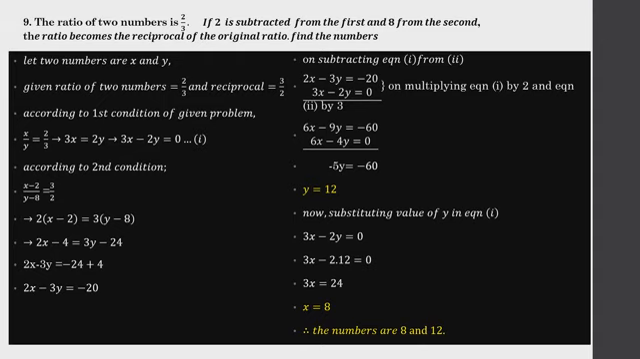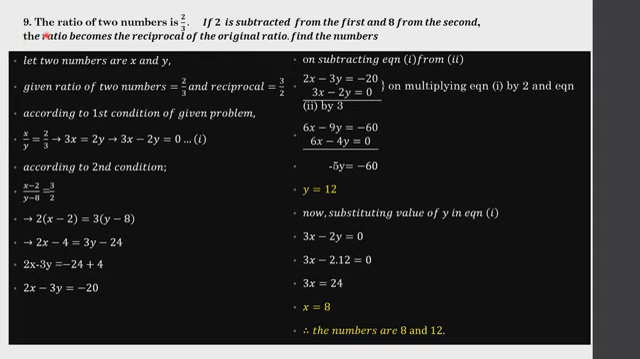So the first sum of discussion today is: the ratio of two numbers is 2 by 3. If 2 is subtracted from the first and 8 from the second, the ratio becomes the reciprocal of the original ratio. Now reciprocal means just the opposite. If your numerator and denominator is 2 by 3, it will become 3 by 2. It's just because your numerator will become your denominator and the denominator will turn to numerator. So that is what reciprocal is.